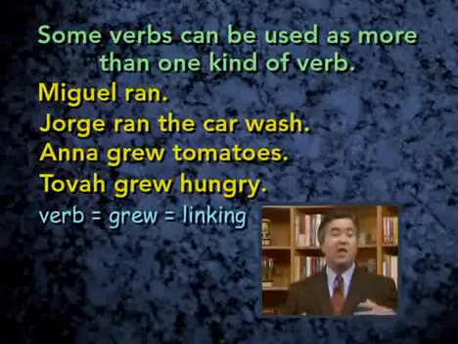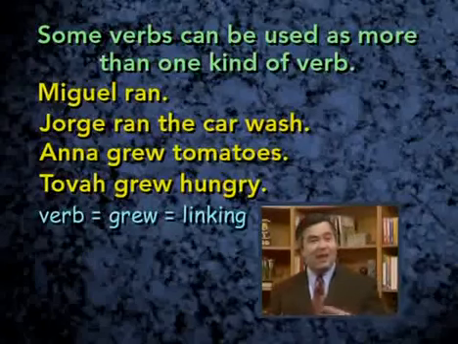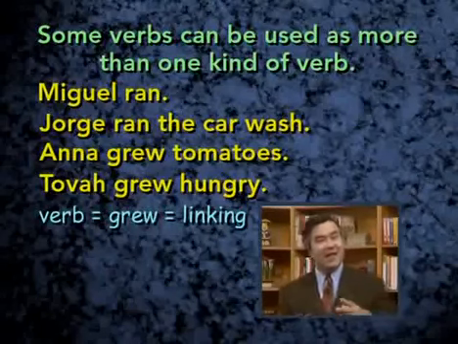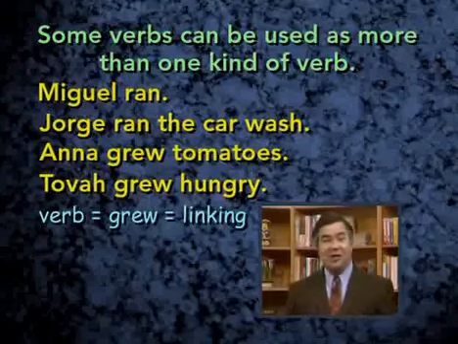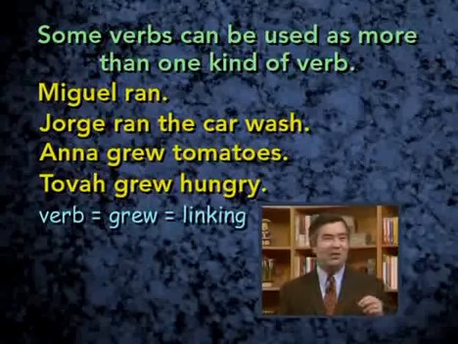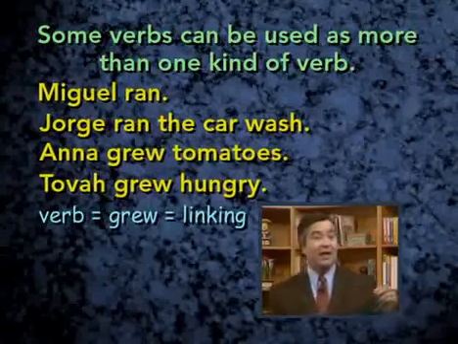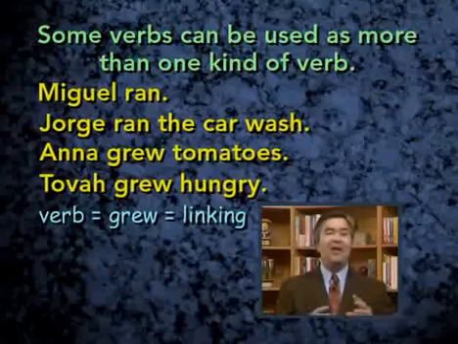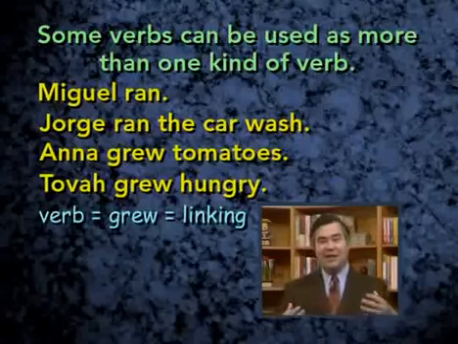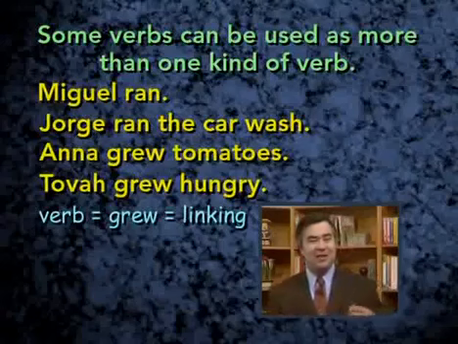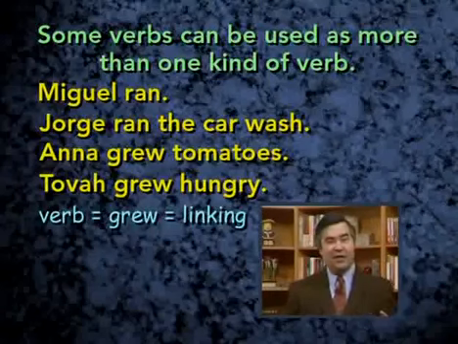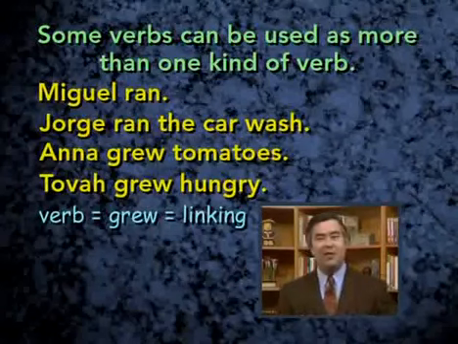She grew hungry, that is, she got to be hungry over time, but in effect, the two things are being equated with one another. Tova was hungry. That's another way of saying almost the same thing as Tova grew hungry. So in this particular example, the verb grew is being used as a linking verb. It is linking Tova and hungry. The two things are being equated with one another. Hungry is not the object of the action. It's not receiving the action in the way the tomatoes received the action of growing in the sentence about Anna. Instead, grew is being used as a linking verb, and Tova and hungry are being equated with one another.